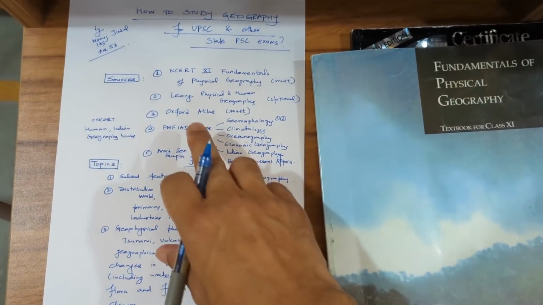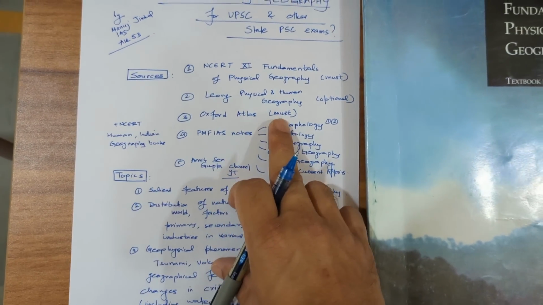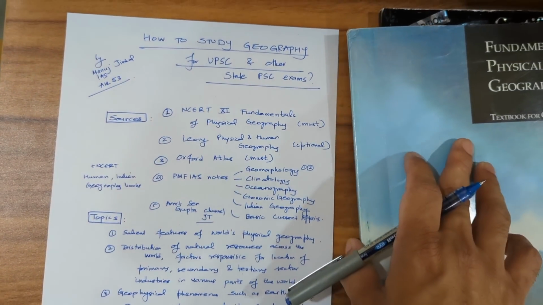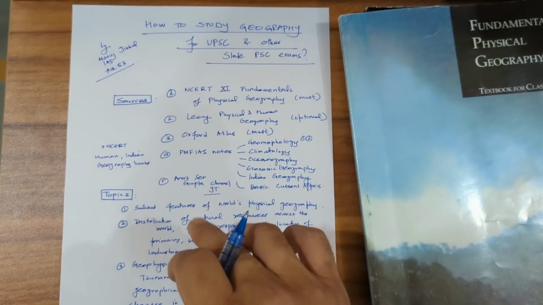The third source that I really like, obviously, is an atlas. You should definitely have an atlas with you, and you should refer to it all the time when you're studying any concepts, especially when you're studying maps.